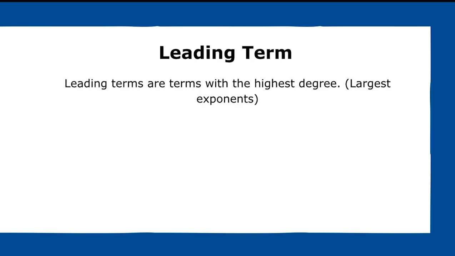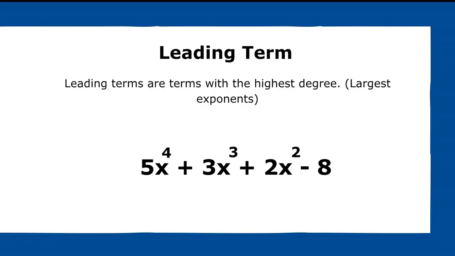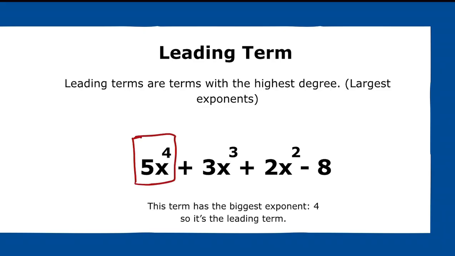So now I have in my example 5x to the power of 4 plus 3x to the power of 3 plus 2x to the power of 2 minus 8, right? And as you see here, 5x to the power of 4 would be my leading term because it has the biggest exponent here. Hence why we went over standard form. So 5x to the power of 4 is the leading term because the exponent here is the biggest. And the leading term will be at the very front of your polynomial expression.